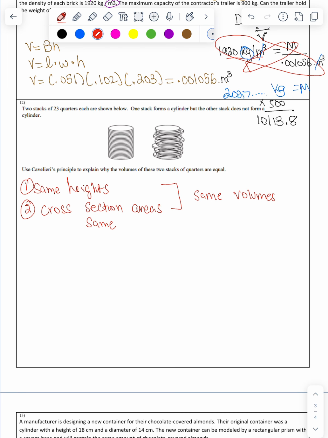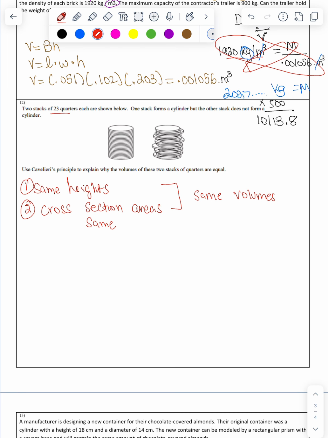So for example, how do I know in this situation that there is the same heights? Well, it's because in the question they tell me that both stacks have 23 quarters. So in my response, I would say, since both stacks have 23 quarters, they have the same heights. And then for the cross-section areas, I'm going to also try to use some information from the question. If I take a cross-section of either stack parallel to the base, it's going to be one of those quarters. And since each of the quarters are the same, they're going to have the same radius. So the area of the cross-section, the pi r squared, is going to be the same because each of the quarters has the same radius.